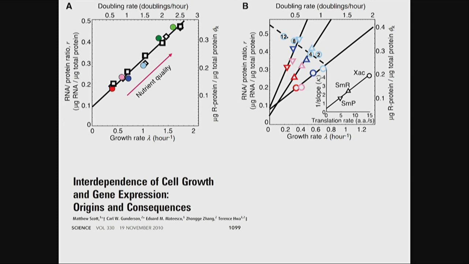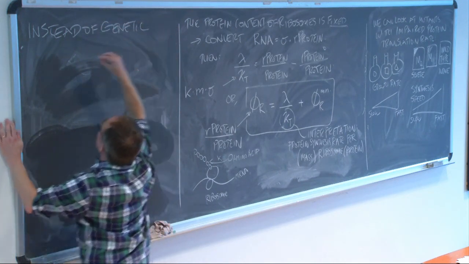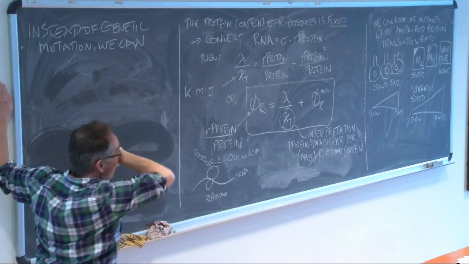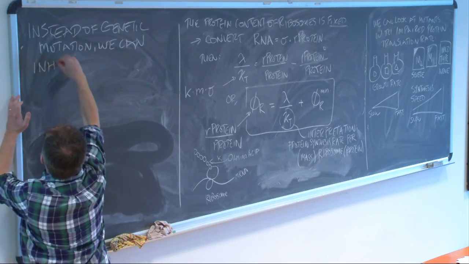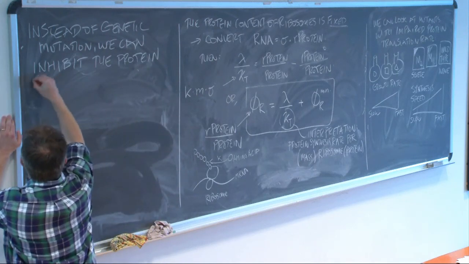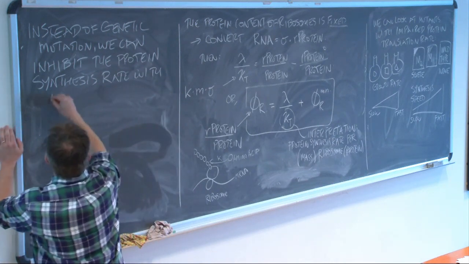But now, another way that you can affect this translation rate, like I said, is not through genetic mutation, but through the addition of antibiotics. Okay, and that's what I want to talk about now. And I think that this will work out very well. Okay, so instead of genetic mutation, we can alter or inhibit the protein translation rate, or protein synthesis rate, with antibiotics.